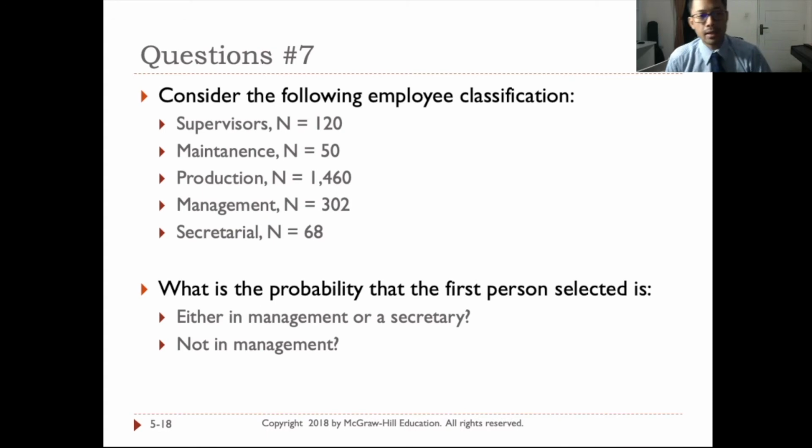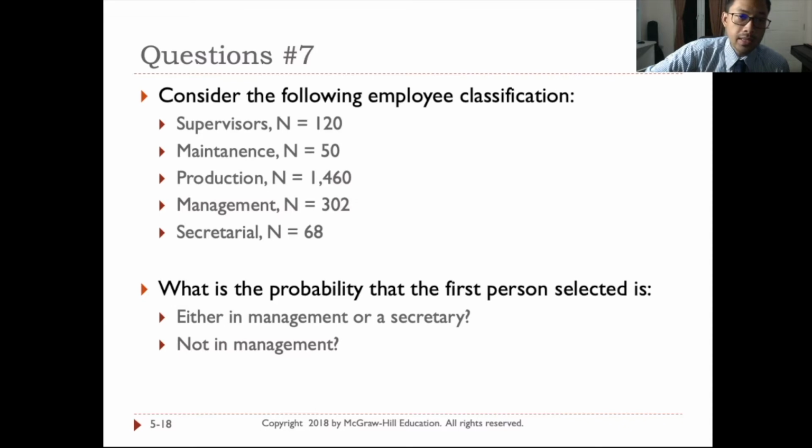Let's take a look at another example. So you have the following employee classification: supervisors, maintenance, production, management, and secretarial. And what is the probability that the first person selected is either in management or a secretary?